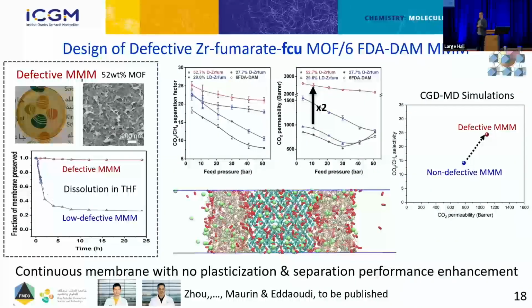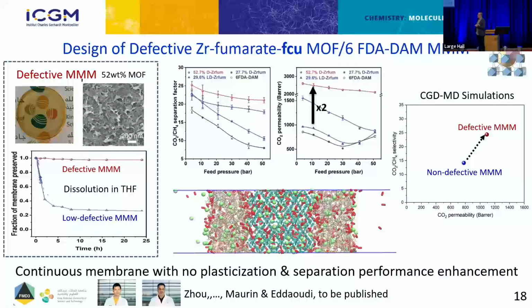Then after, we didn't have a direct proof on UiO-66 PIM1 defects, but we moved to another system. Here, still the platform zirconium fumarate FCU, a work that has also been done by Cheng and Osama. Here you see that they were able to prepare a defective MMM by including some defects in the zirconium FCU. They obtained a very nice homogeneous membrane with a very good dispersion of the MOF in the polymer matrix.